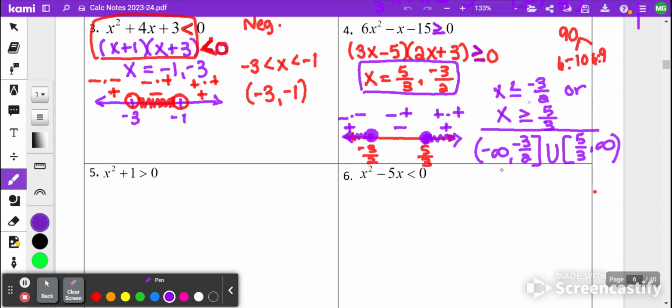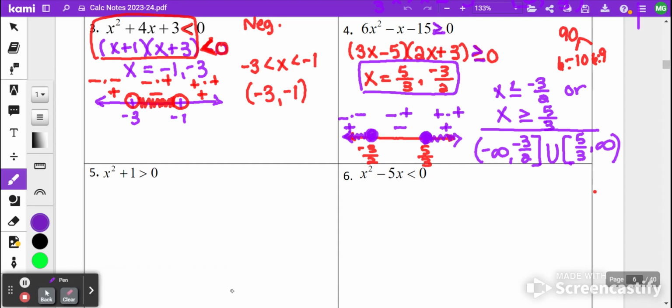This is set builder notation. Of course, down here is interval notation. Notice the parentheses at the negative infinity and positive infinity, but of course the brackets on these two points right here because we are including those values in our solution.